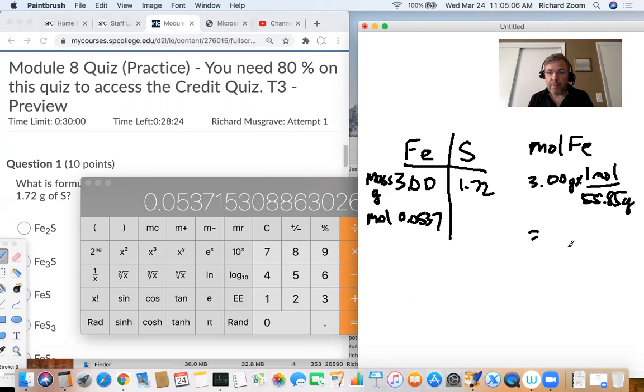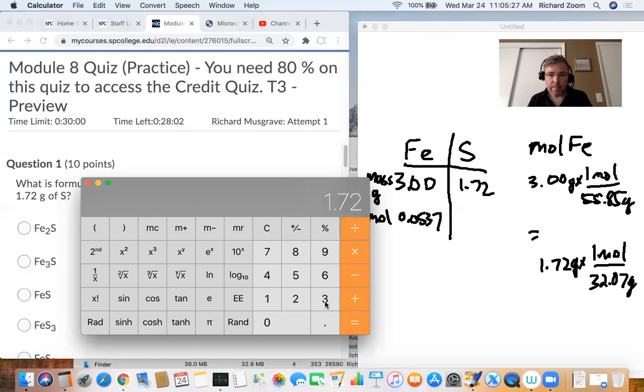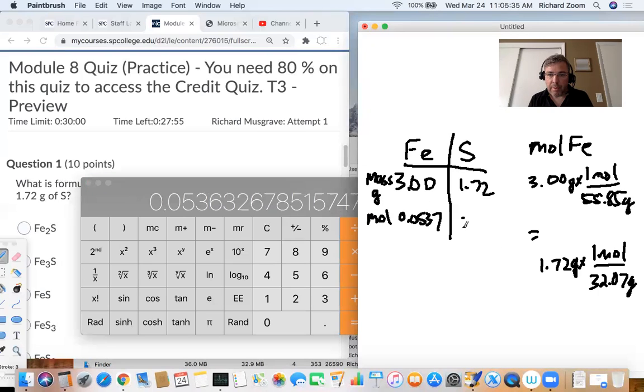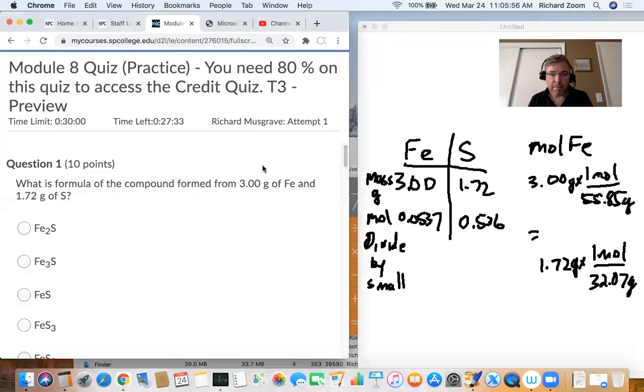And for the sulfur, we do 1.72 grams times 1 mole over 32.07 grams. Again, that's the atomic weight of sulfur. And I get 0.0536. As you can see, those are going to be pretty close. The next thing is to divide by the smaller of the two. And that would be, in this case, 0.0537 divided by 0.0536.